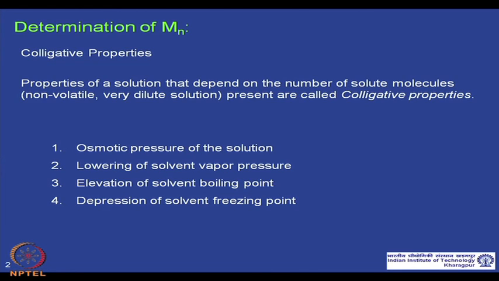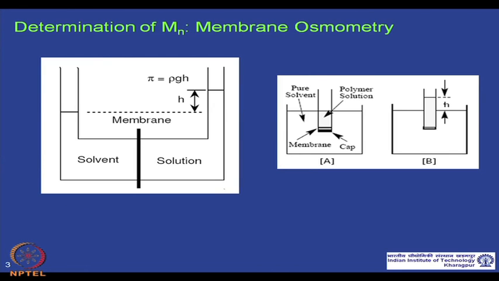We will discuss the osmotic pressure method in detail, followed by a brief discussion on the solvent vapor pressure lowering method, and we will just mention the third and fourth properties. Let us start with membrane osmometry. What happens in membrane osmometry?